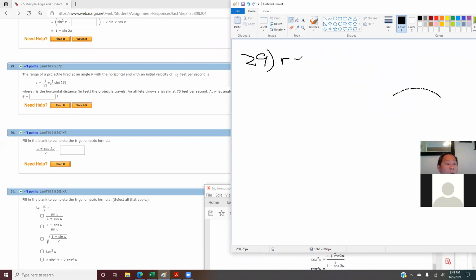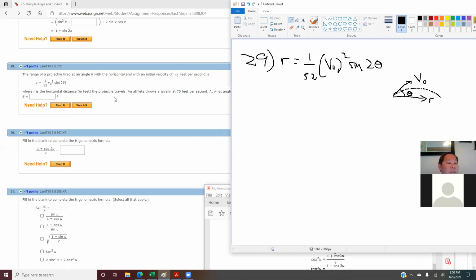It's given to us by R equals 1/32 V0 squared sine 2 theta, where R in this case is the horizontal distance. So this is what we call the horizontal distance. Your V0 is your velocity. That means how fast the bullet travels. And theta is the angle between them.